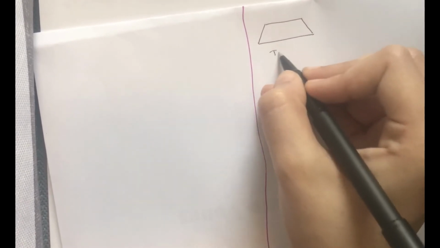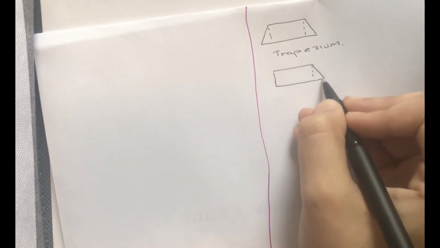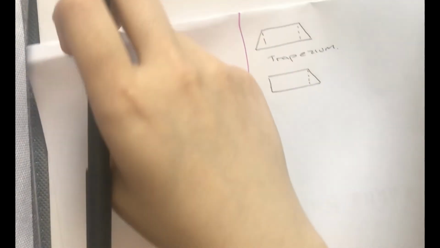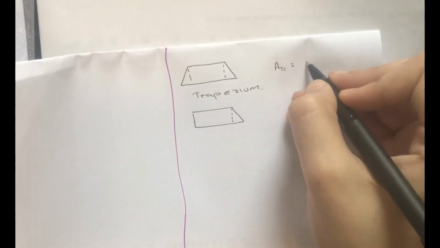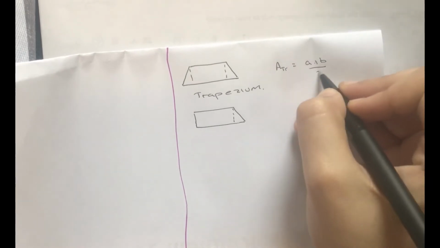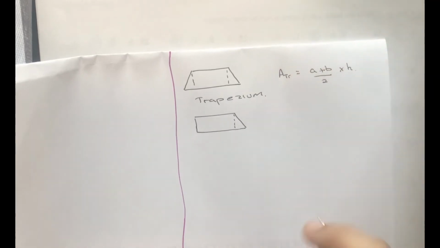This is a trapezium, in case you haven't seen it before. It consists of a rectangle and two triangles, or it can also be like this, with one rectangle and one triangle. So the area of a trapezium is given by (A plus B) over 2 times height. That's how you find the area of a trapezium.